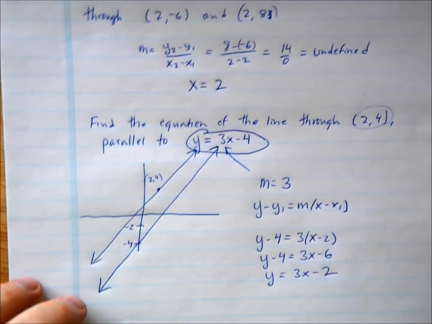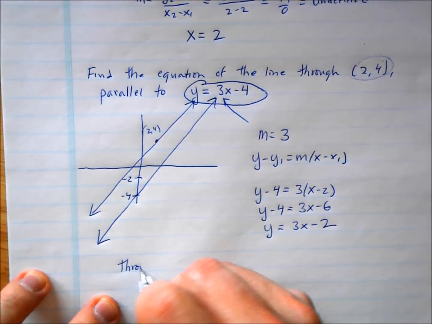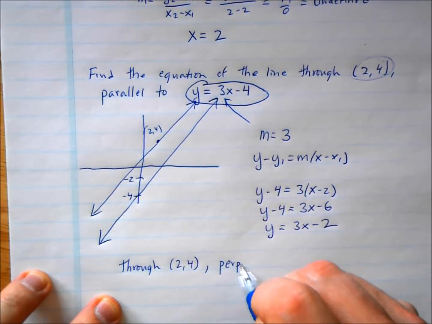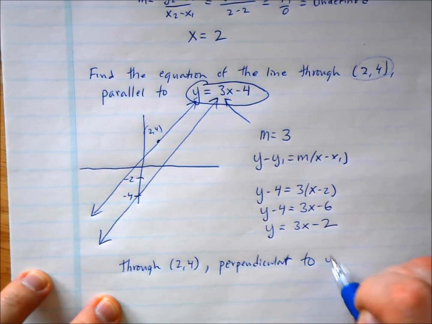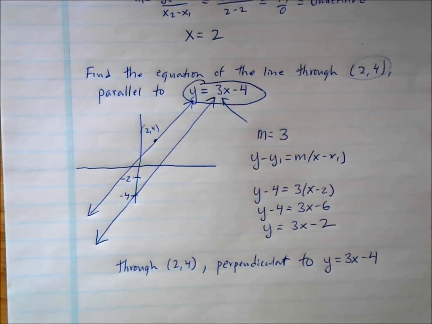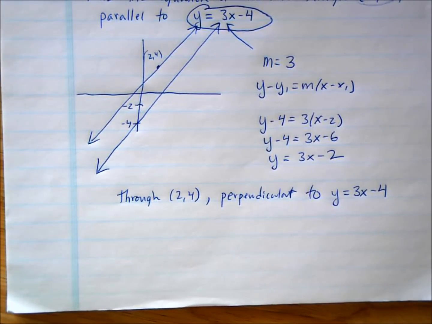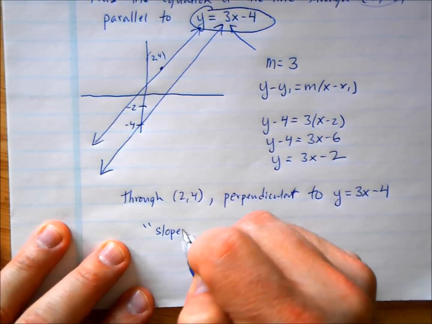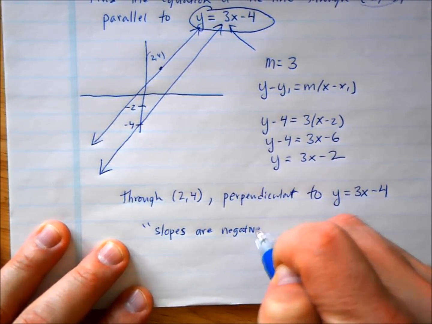Okay, the other thing you're going to see, given the same directions, through the point (2, 4), but now it's going to say perpendicular to y equals 3x minus 4. And most people remember that perpendicular lines cross. They cross in a special way. They cross at a right angle. What that means in terms of slope is slopes are negative reciprocals.